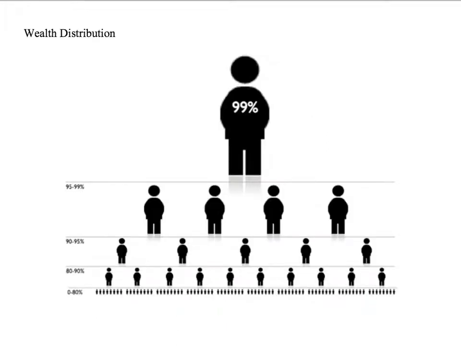Here's just another way of looking at the wealth distribution. Let's see. So this is like the top, where each person represents a given amount of the population. I think this is the top 1% has 99% of the wealth, whereas the bottom 80%.